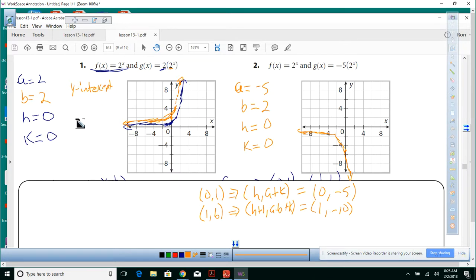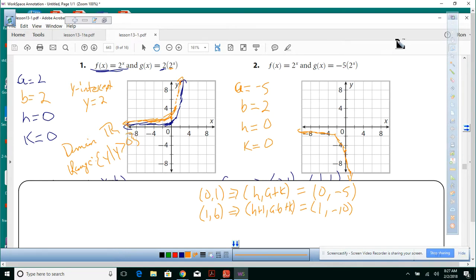Well, let's see, that was 0, 2, so y equals 2. Now the domain is all real numbers, and the range is always whatever k is. K is 0, so we're going to have a range of y such that y is greater than 0. Not greater than or equal to, just greater than 0, because it never actually touches 0.